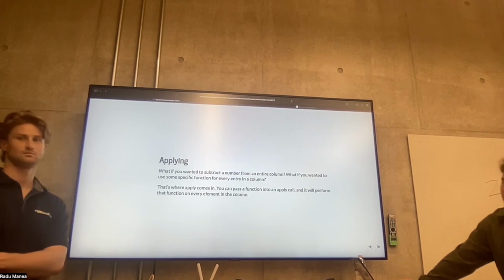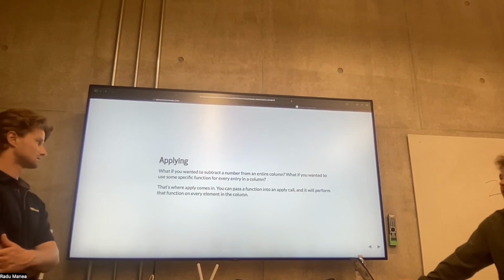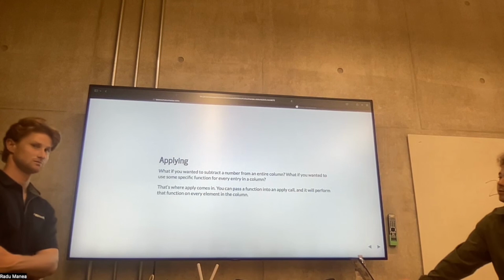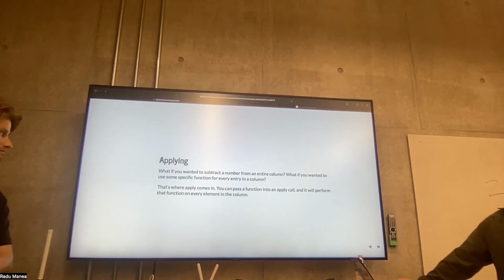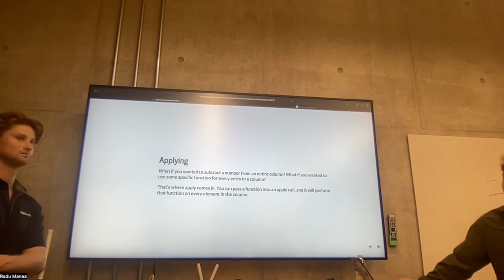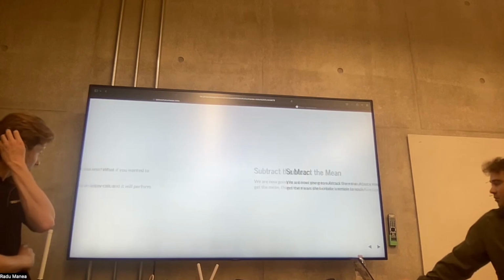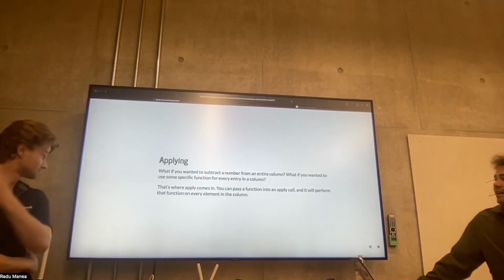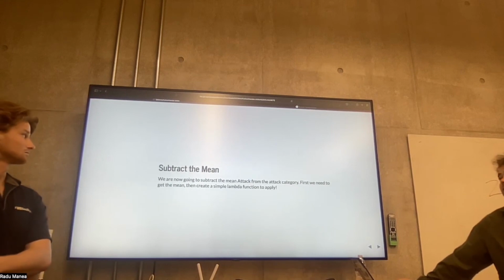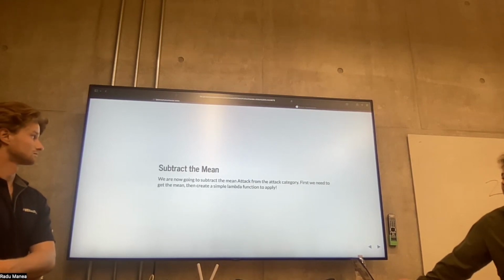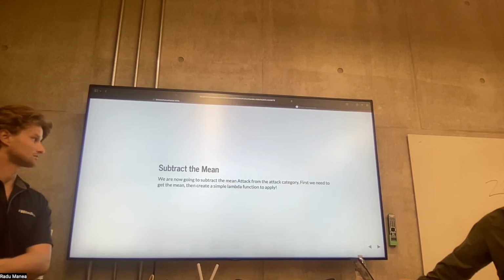Okay, another super useful pandas function is dot apply. So for example, what if you wanted to subtract a number from an entire column? What if you wanted to use some specific function for every entry in a column? That's where apply comes in. And you can pass a function into an apply call, and it'll perform that function on every element in the column. This one's honestly probably the most useful one so far. So definitely check it out in the documentation.